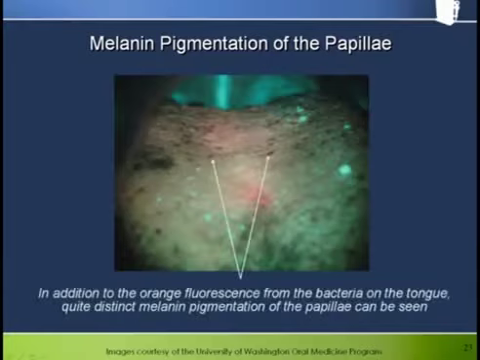In addition to the orange fluorescence from the bacteria on the tongue, quite distinct melanin pigmentation of the papilla can be seen here under fluorescence. As we might expect, the melanin-pigmented papilla also appeared quite dark in white light.